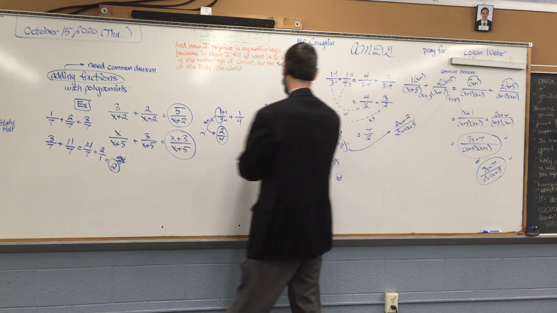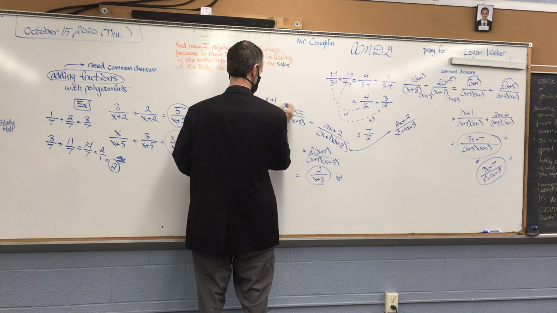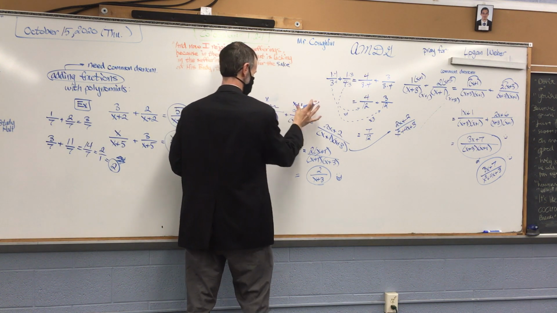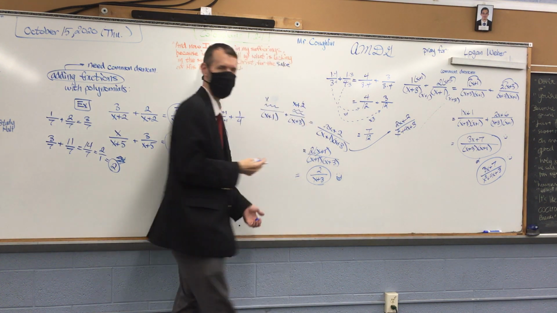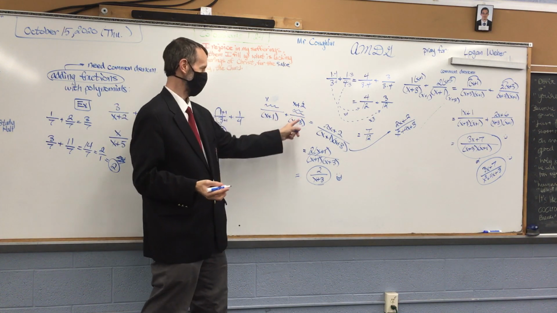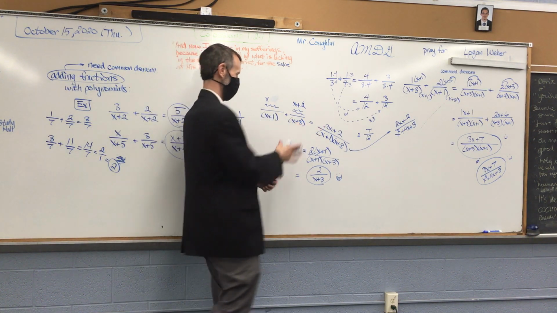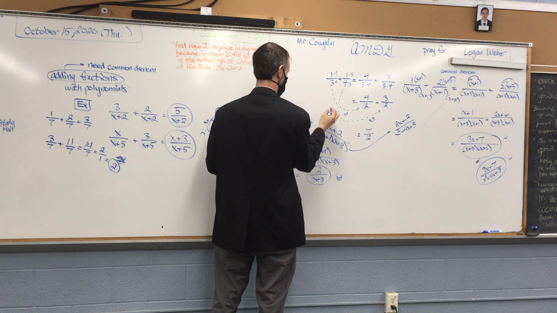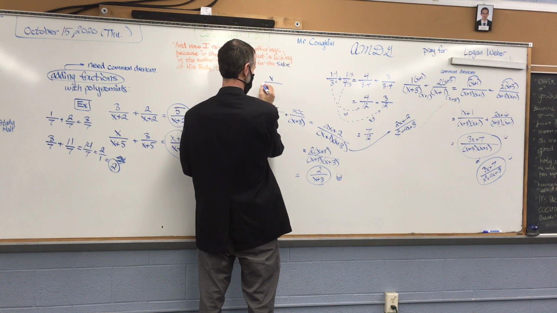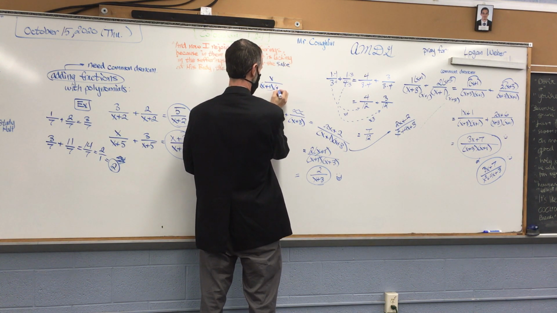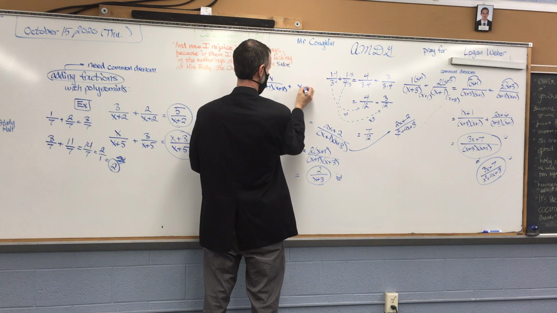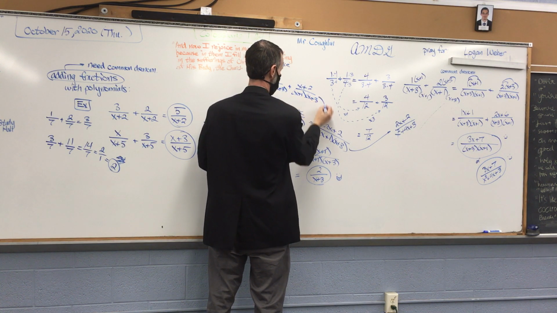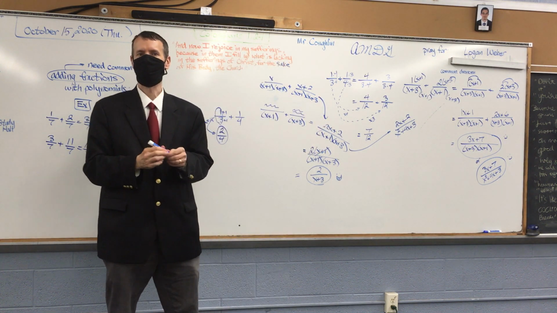Because if I had, say, x plus 1 and x plus 1, actually that would have been dumb because it would have canceled. Well, how about this? If I had x over (x plus 1)(x plus 3) plus (x plus 2) over (x plus 1)(x plus 3). Think that makes sense?